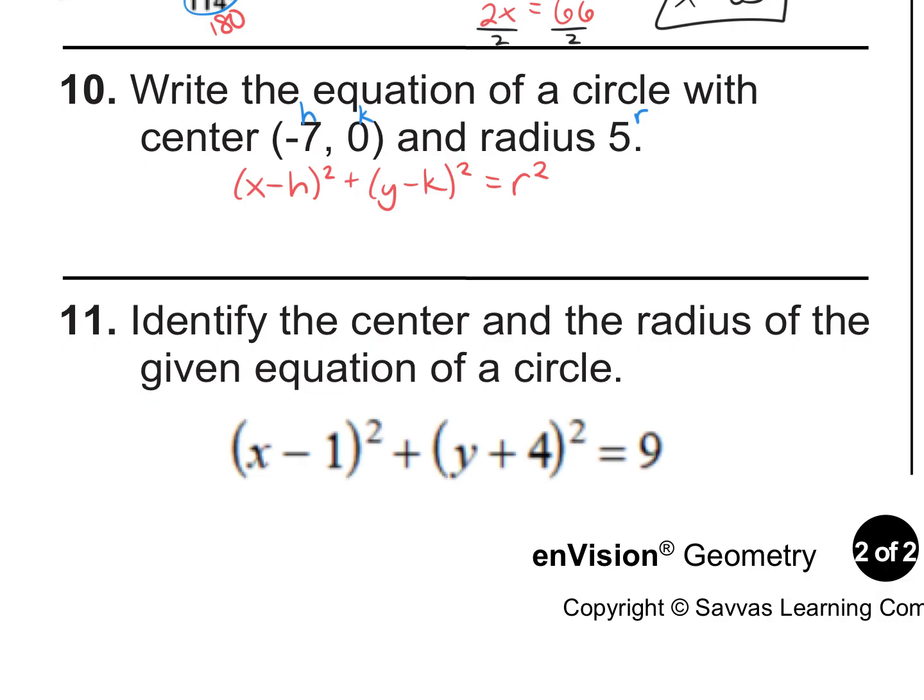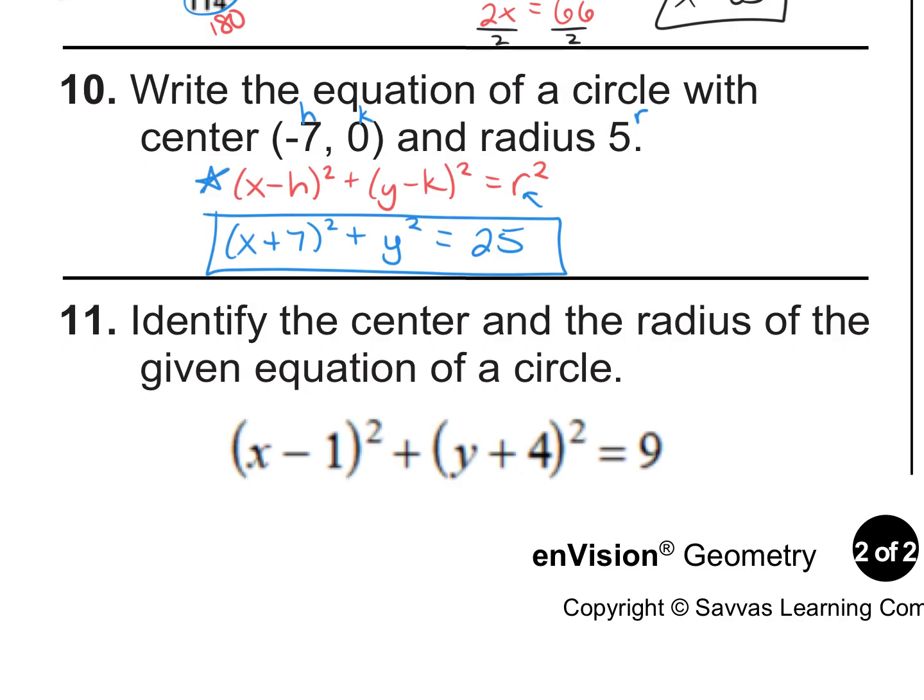What happens when I plug h and k into the equation? Their signs switch, right? So how would I write the x version? (x plus 7) squared. Do I need the y value? No. What happens? Just y squared equals 25, because our r is 5, and if we square that, we get 25. So that's my equation.